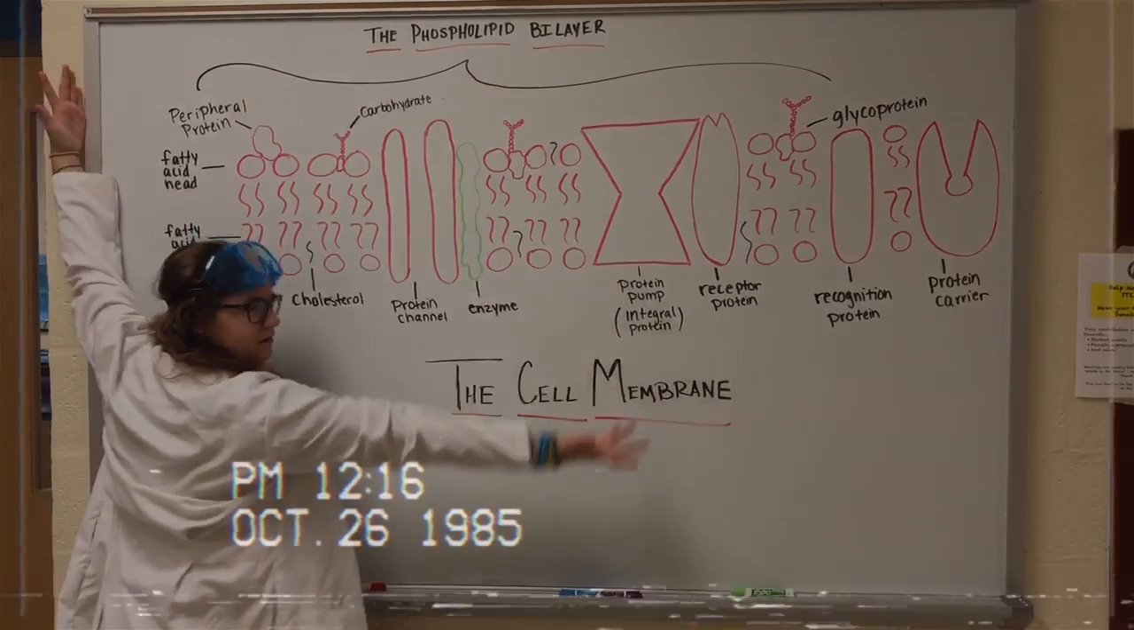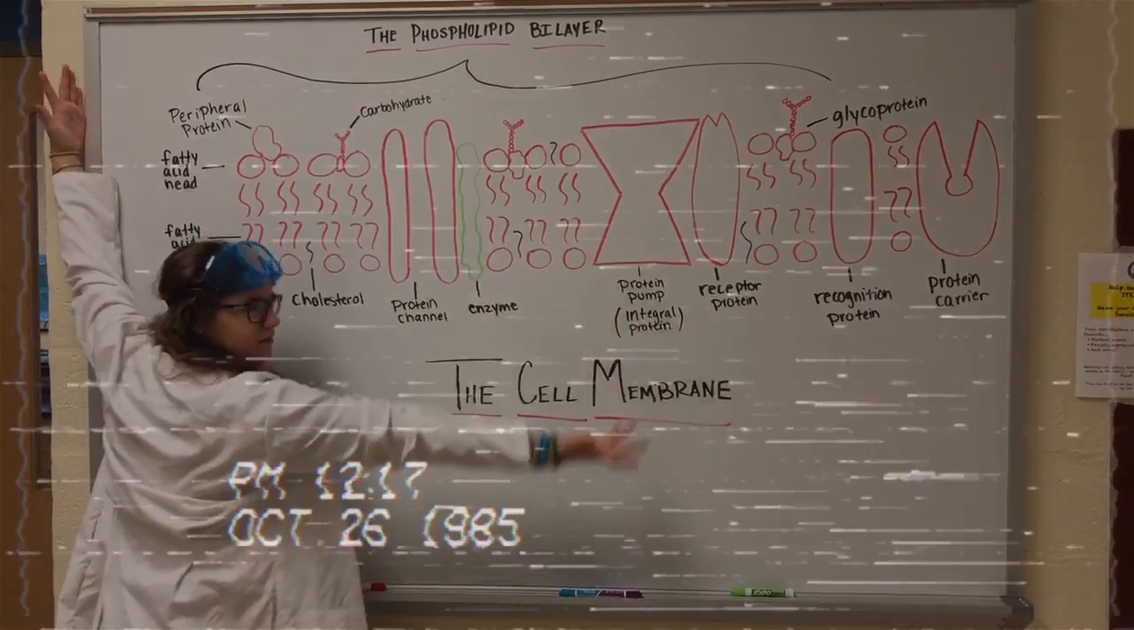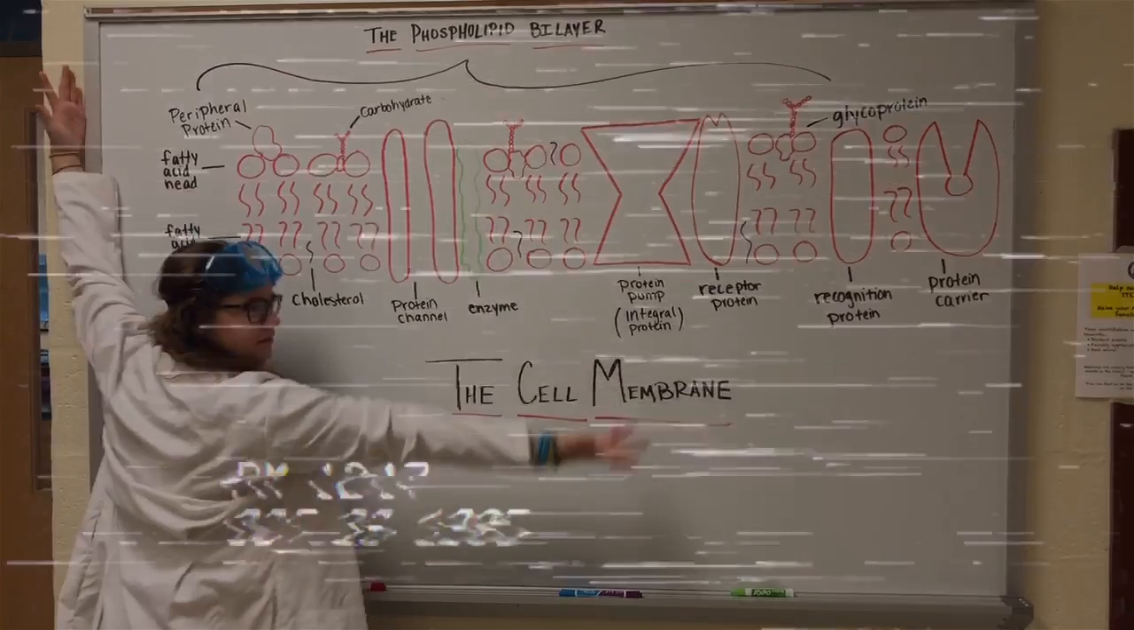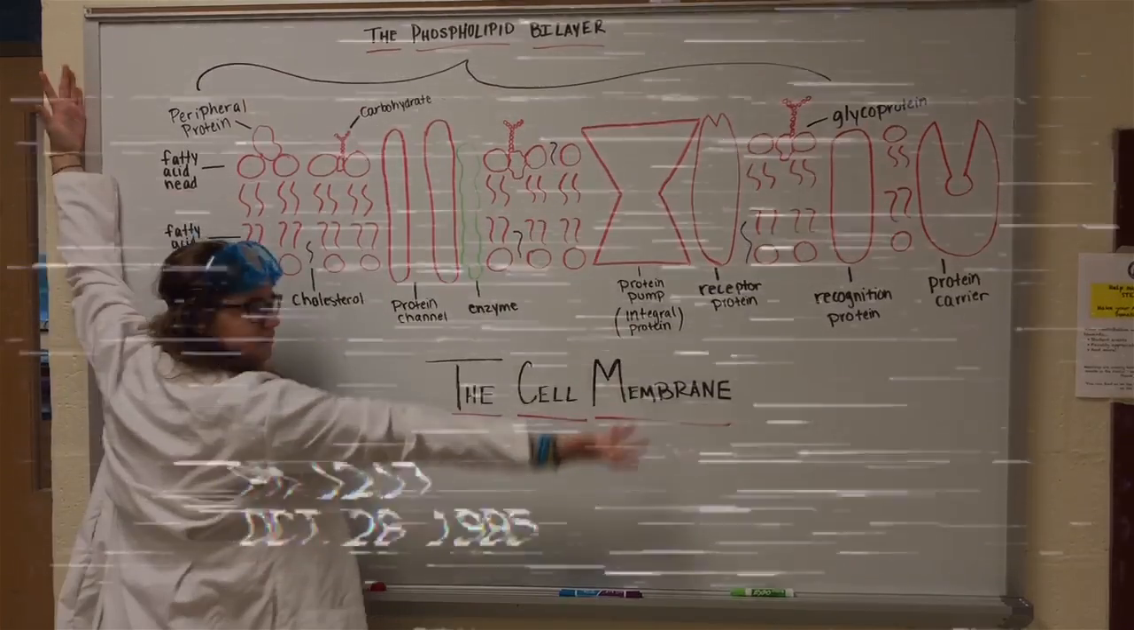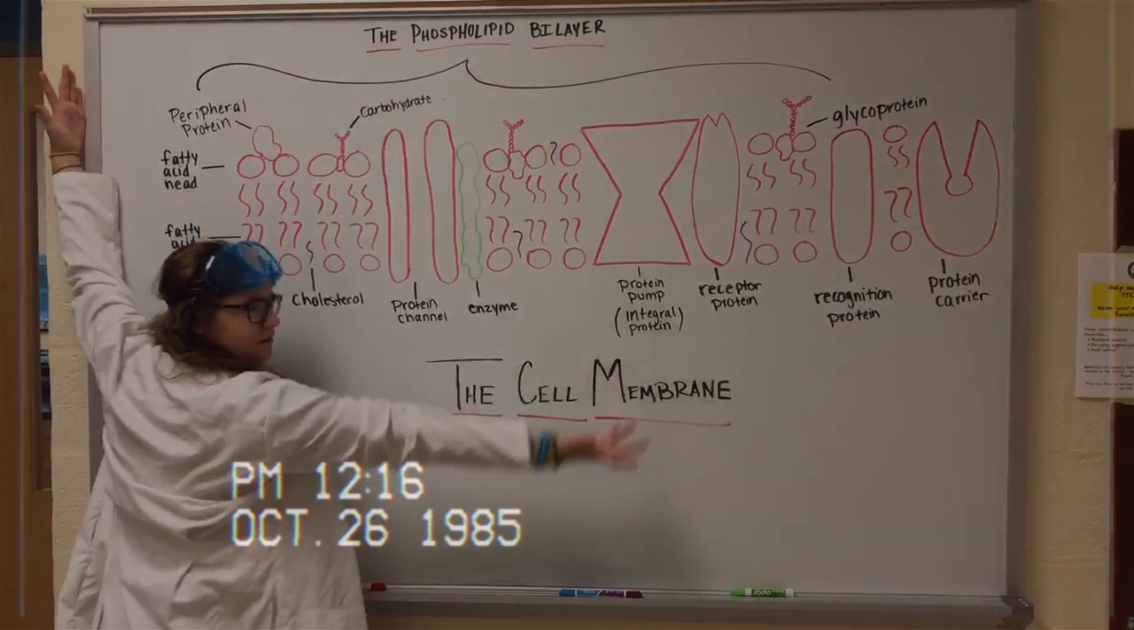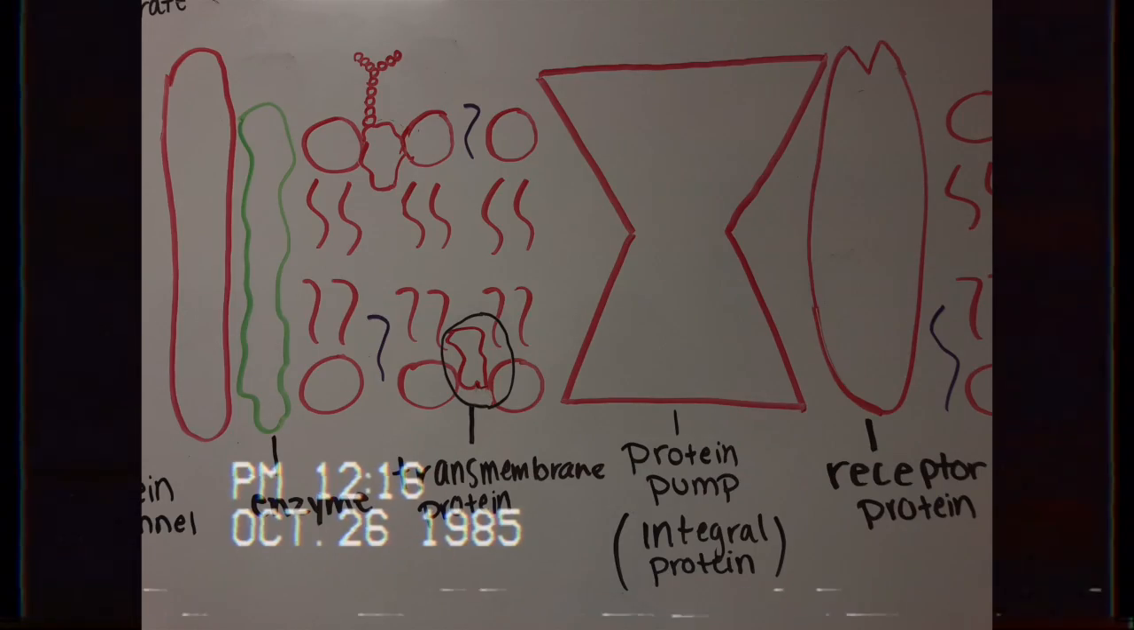The phospholipid bilayer is a two-layered arrangement of phosphate and lipid molecules that form a cell membrane. The hydrophobic lipid ends face inward, and the hydrophilic phosphate ends face outward.